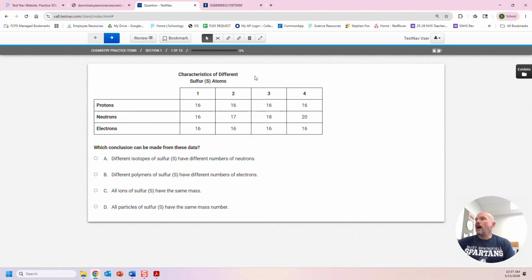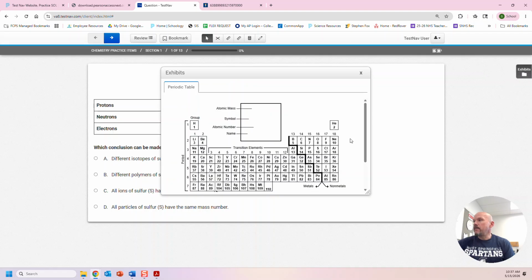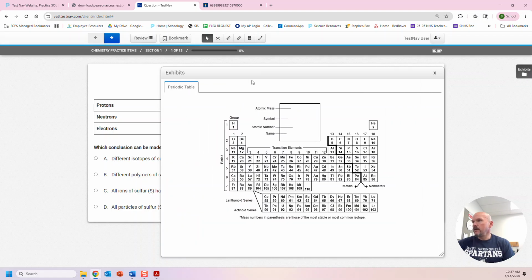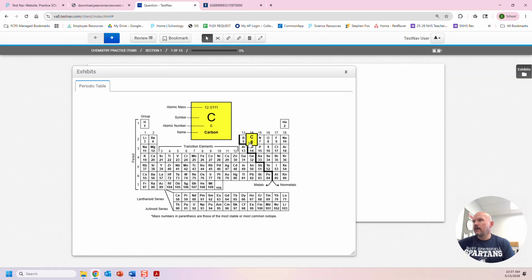All right, and then understand you're not going to get a paper periodic table. You need to open the exhibits here when you're taking the SOL, and you need to click on the element, and all the information pops up into the box. Remember that you have access to this. You don't need the periodic table for every question, but you will need to refer to it multiple times. So make sure you do that.